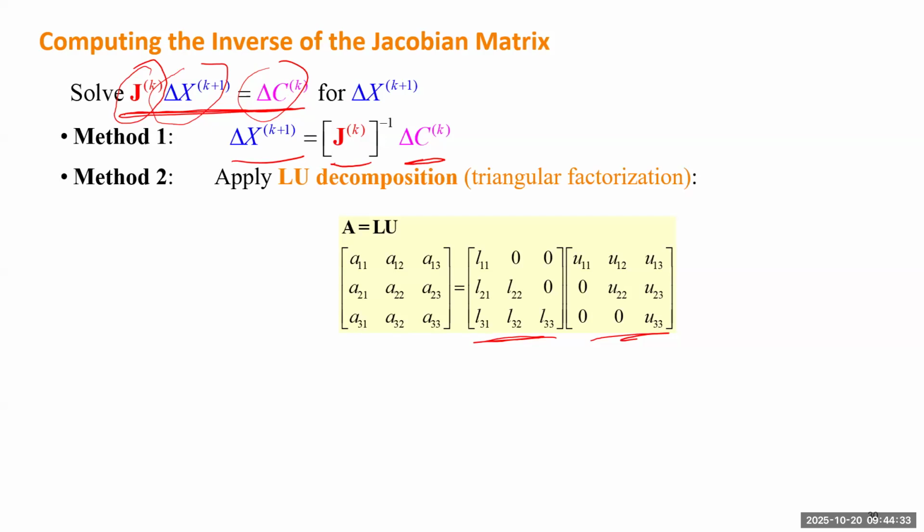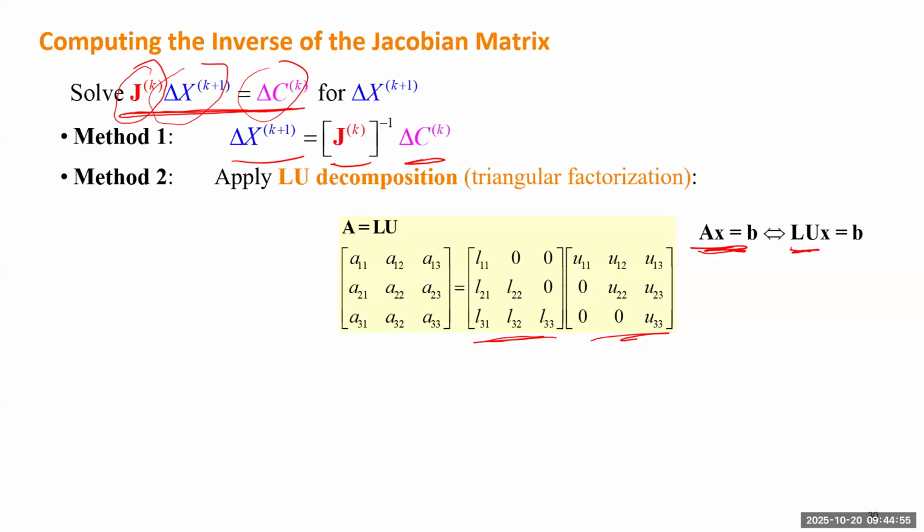So if we utilize this technique, here we want to solve Ax equals b for x. Definitely you can just calculate the inverse of A. But instead of calculating the inverse of A, you can treat A as equal to the product of L and U.